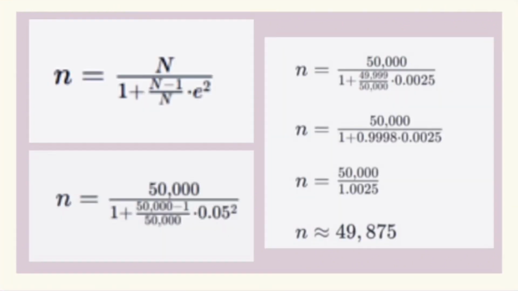It's typically expressed as a percentage, like 5%. The third is apply the Cochran formula. Plug the population size and margin of error into the formula to calculate the required sample size. The fourth is round up to the whole number. The result from the formula might be a decimal. Round it up to the nearest whole number.